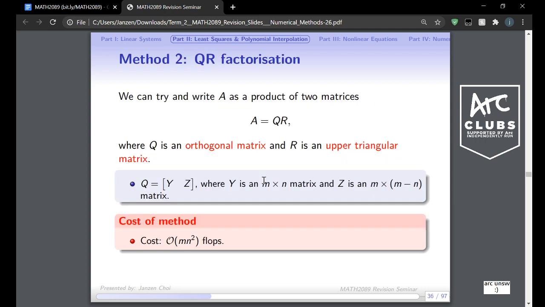Alright, so just a note, when we use QR factorization, we can also use it to solve linear systems in the same way as LU factorization and Cholesky factorization.